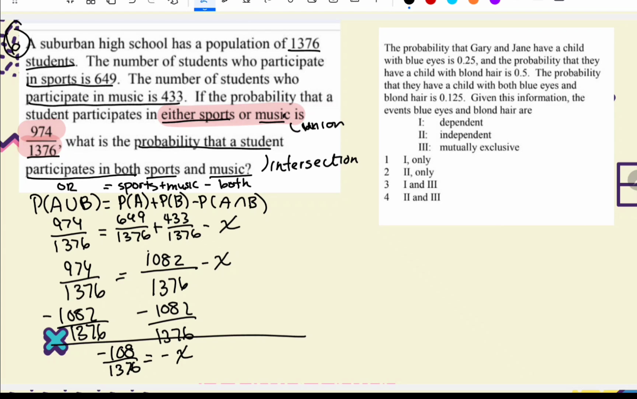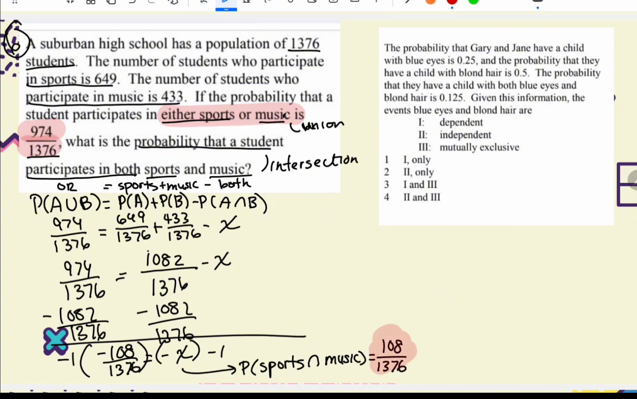Some people are going to be worried. Oh, it's negative. Remember, this x is negative. So how do we get our x positive? We multiply by negative 1. So finally, the probability of sports and music equals 108 over 1376. And this is your final answer. So we basically use our union equation and we work backwards to find our answer.